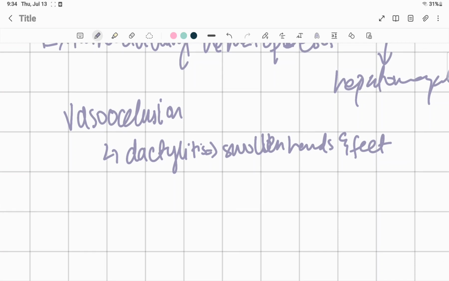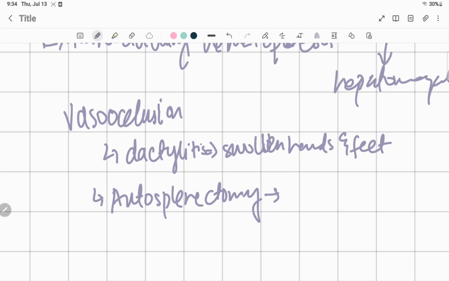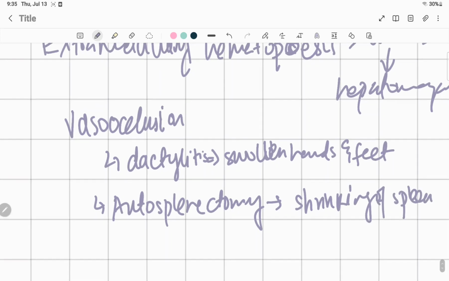There is also going to be autosplenectomy. Your spleen is going to shrink or become fibrotic because it gets overworked. Splenectomy is actually when you remove the spleen, but here automatically your spleen gets shrunken and fibrotic. That is autosplenectomy, so automatic shrinking of spleen. Okay, cool stuff. What can it lead to?